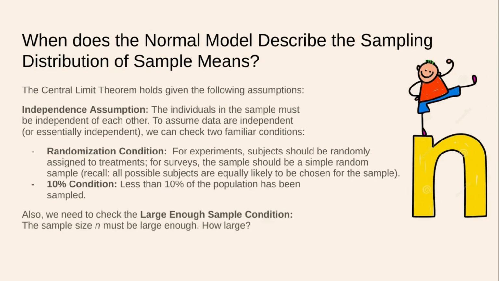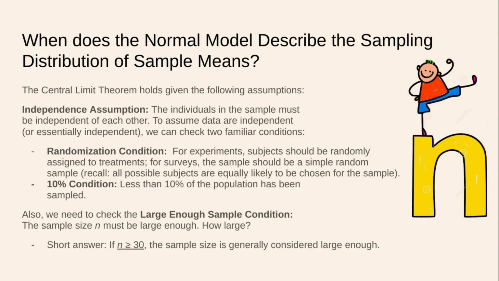Also, we need to check the large enough sample condition. The sample size n must be large enough. Now, how large is large enough? Short answer: if n is greater than or equal to 30, a sample size of 30 or greater, the sample size is generally considered large enough. 30 is kind of like the magic number for this case. With a sample size of 30 or larger, the sampling distribution of sample means will assume a normal distribution.